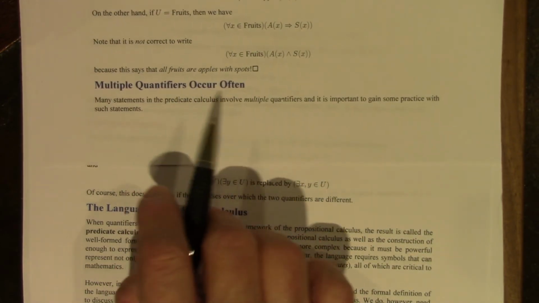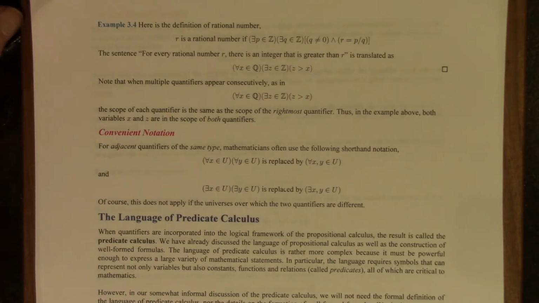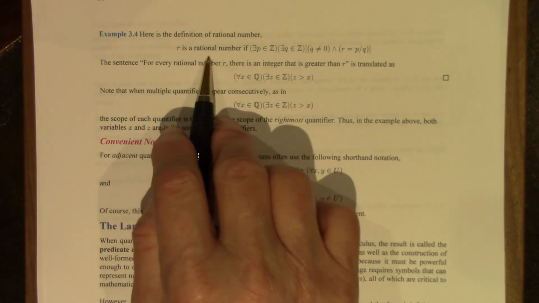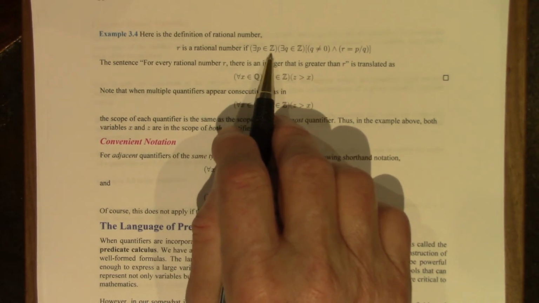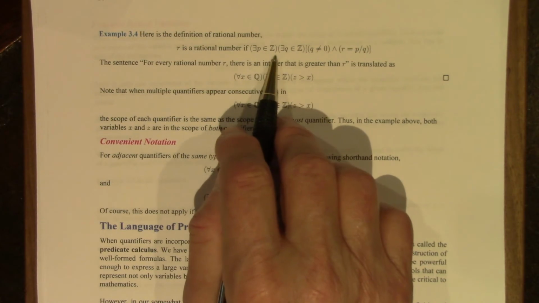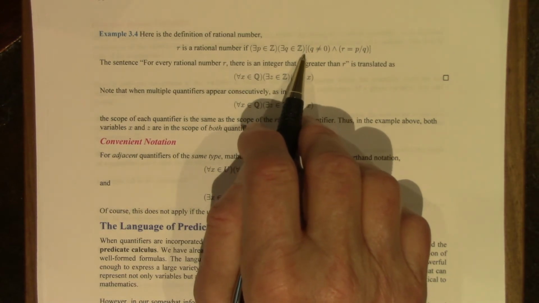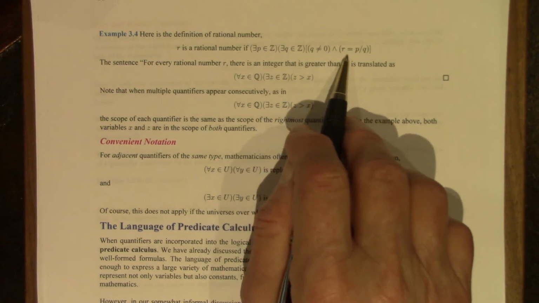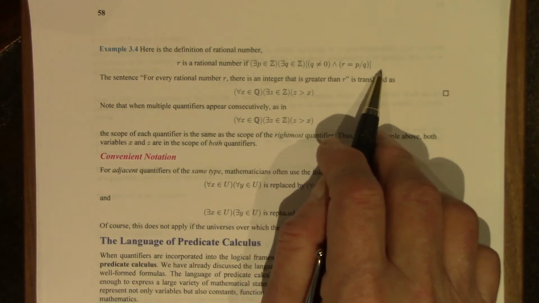Multiple quantifiers occur quite often, and so it's important to gain some experience with that. Here's an example. This is the definition of a rational number. r is a rational number if there exists a p in Z, the integers, so there exists an integer p, and there exists an integer q such that, or for which, q is not 0 and r is equal to p over q. This is precisely what it means for r to be a rational number. It's the quotient of two integers where the denominator is not 0.